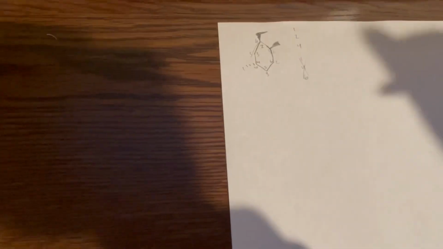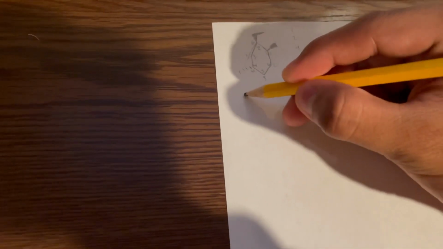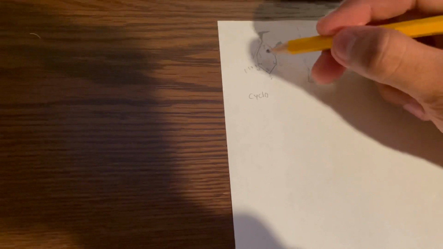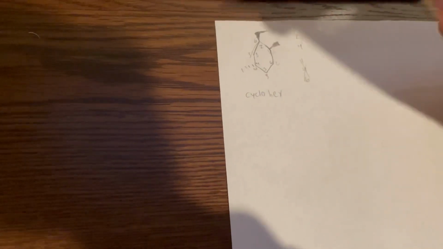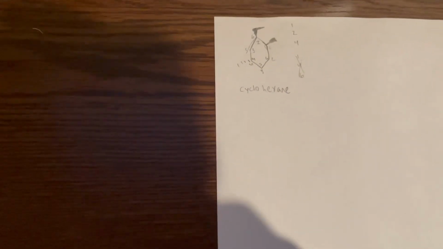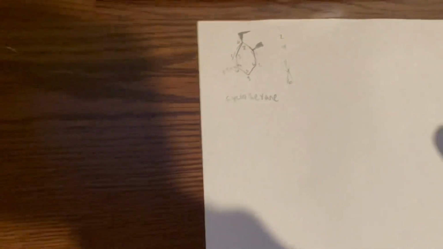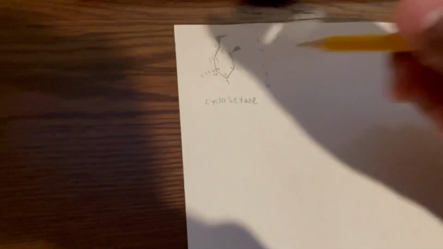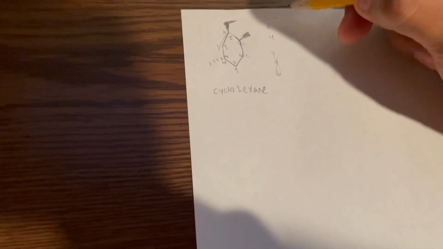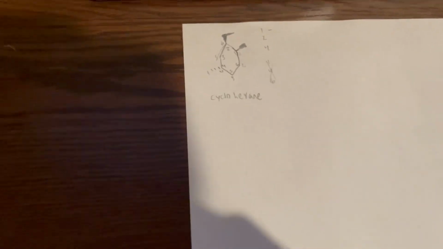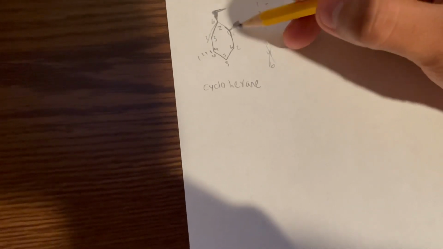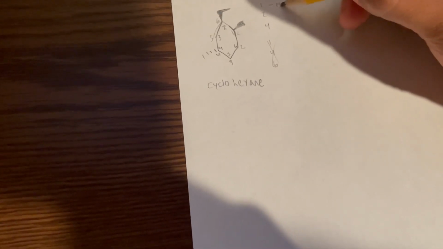All right, let's begin naming it. First, we have to figure out the parent, which is going to be cyclo because it's in a cycle, and then hex because there's 6. Cyclohex, and we add ane in this case because it's an alkane. Let's begin with our number 1. Our naming rules say that 1 carbon equals methyl.